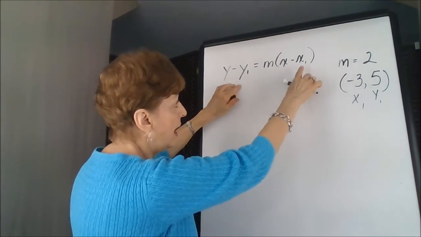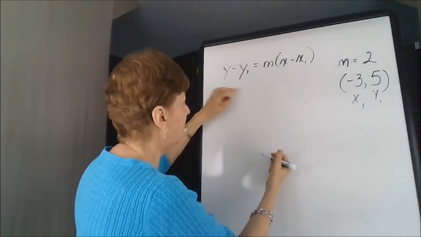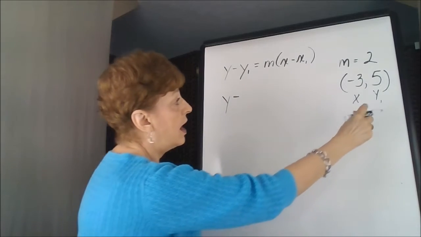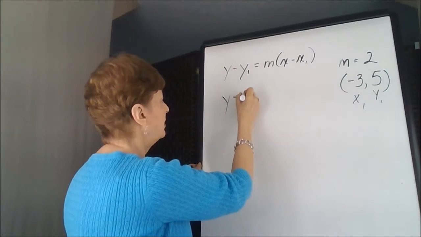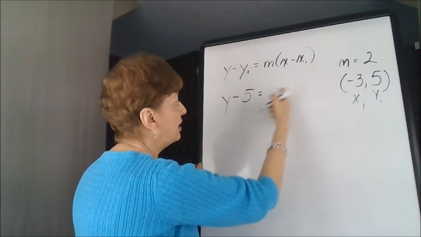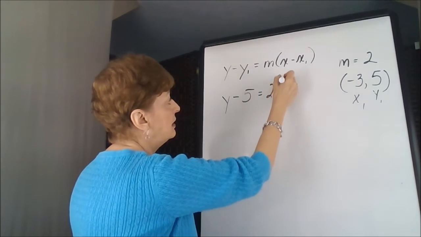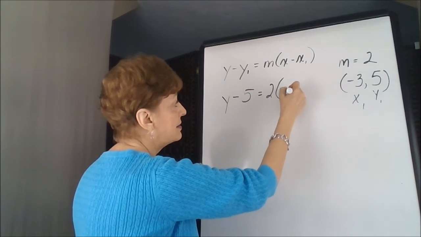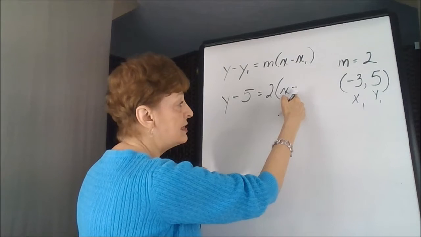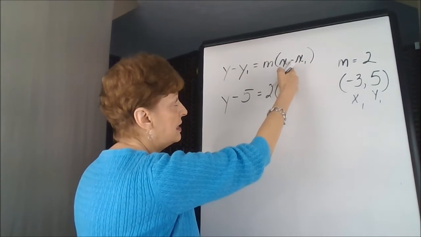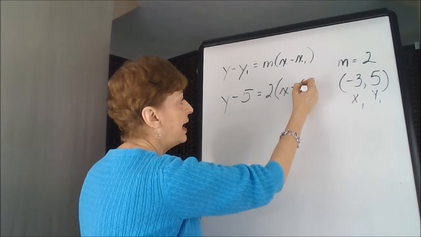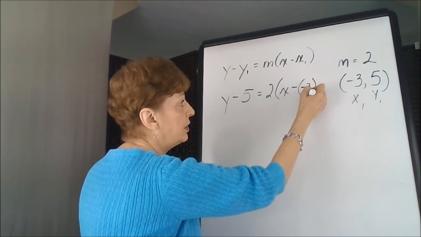Our x1 and our y1 are the ordered pair. So we're going to do y minus our y value, which is 5, equals the slope value, 2, times the quantity x minus, we're ready to put in the negative 3. This negative is in the formula. So when we plug in the negative number, we're going to have to isolate that so we don't get confused.